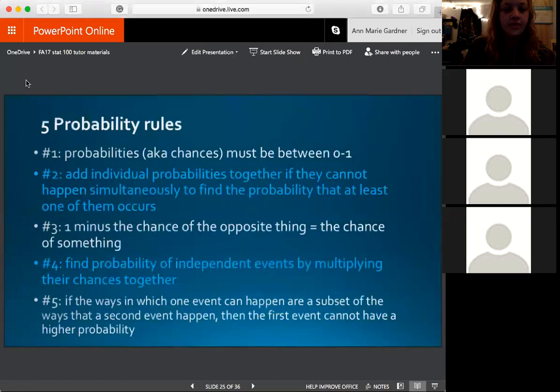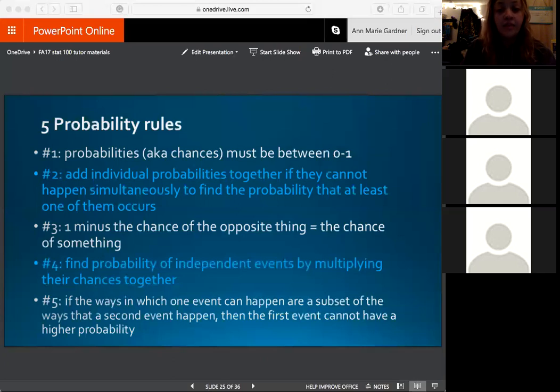All right, so probability rules. We have five probability rules that we use all the time. Probabilities do have to be between 0 and 1. They have to be some sort of decimal between there. 0 means it's not going to happen at all. 1 means that it's definitely going to happen. It's a certain event.